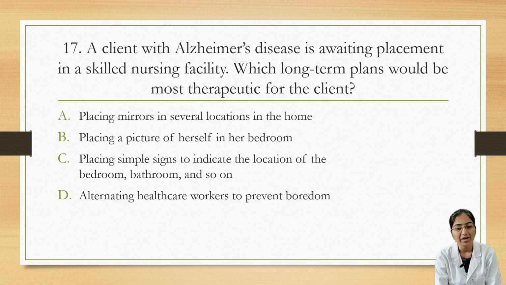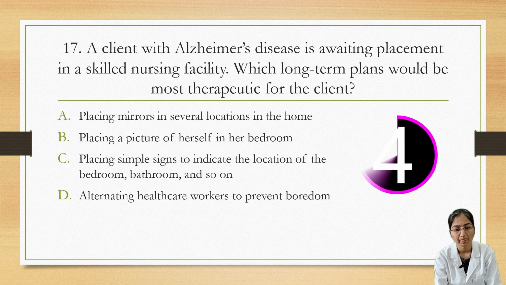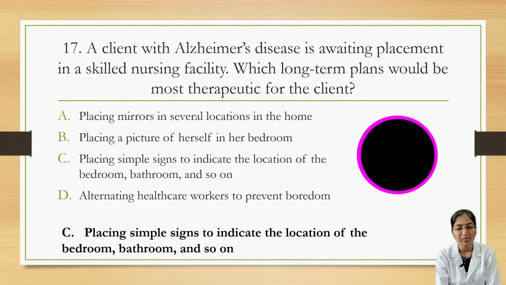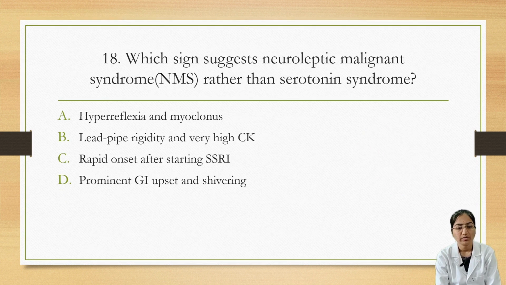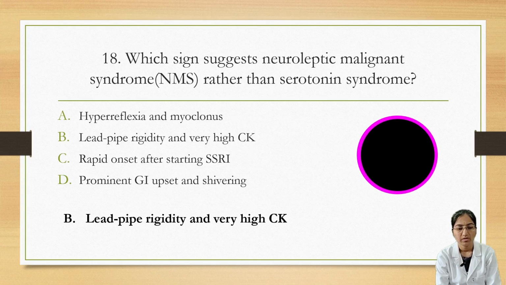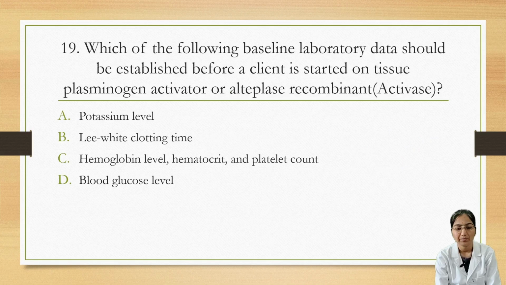Next question. A client with Alzheimer's disease is awaiting placement in a skilled nursing facility. Which long-term plans would be most therapeutic for this client? Right option is C, that is placing simple signs to indicate the location of the bedroom, bathroom and so on. Next question. Which sign suggests neuroleptic malignant syndrome rather than serotonin syndrome? Right option is B, that is lead pipe rigidity and very high CK.